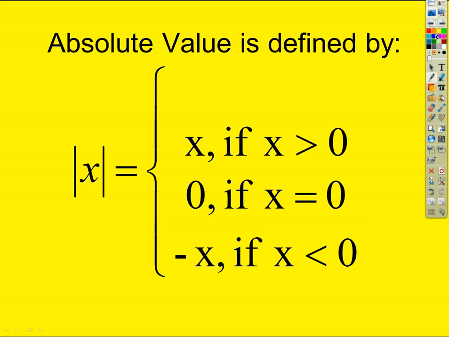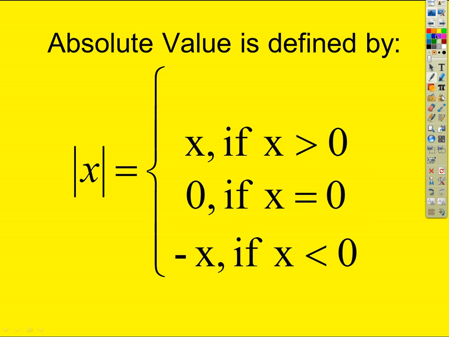Think what an absolute value function does. What's the absolute value of 5? 5. What's the absolute value of 10? 10. What's the absolute value of 11? 11. So in other words, if I take the absolute value of positive numbers, an absolute value function does absolutely nothing, leaves it alone.